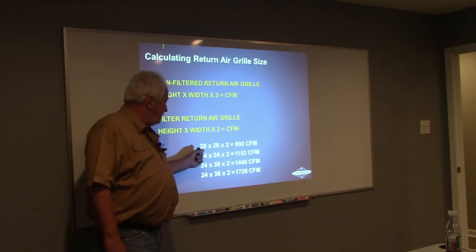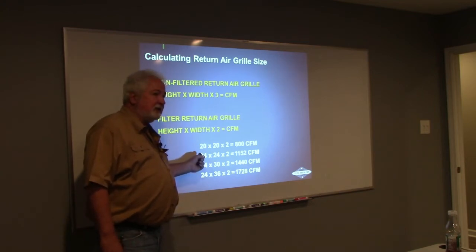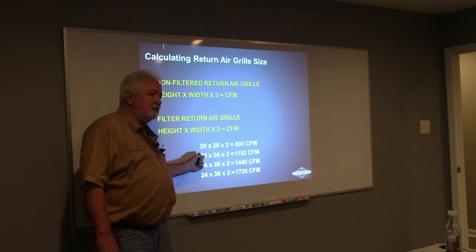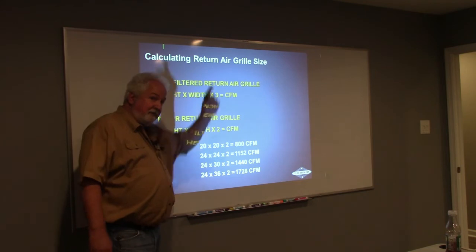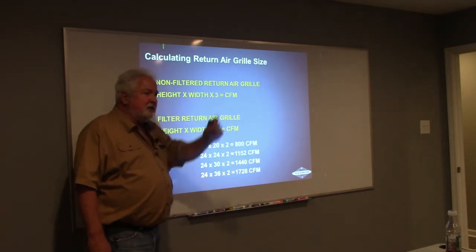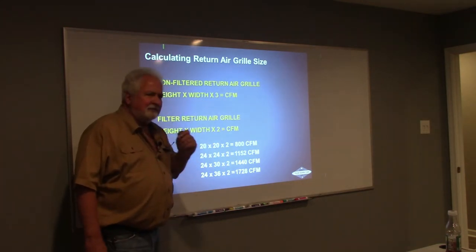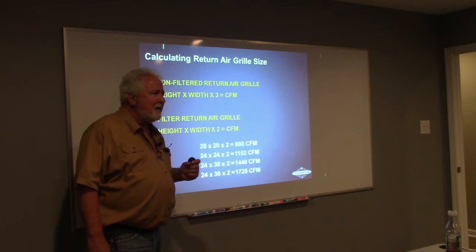Good. So let's do a 24 by 24 times 3. What can I get through there? 1728. Good. So I can put a 24-24 on a 5-ton if I'm filtering up there. Is that right? Good. But on a 5-ton unit, would I want to put a filter grill in the master bedroom?